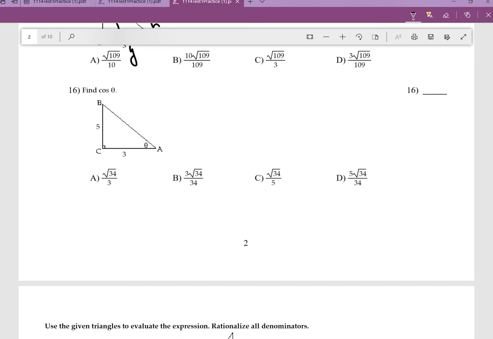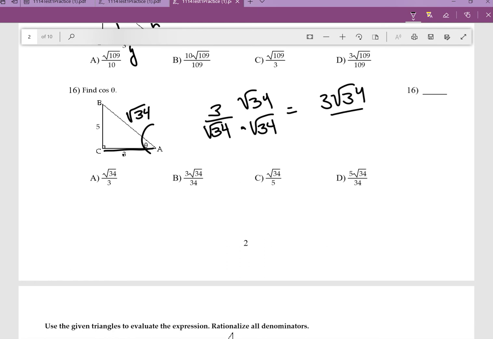Okay, for this next one, it's cosecant theta, so that's simple. We need to find this, which is the square root of 34. And since it's the adjacent side over the hypotenuse, we end up with 3 over square root of 34, but we need to rationalize that. So you multiply top and bottom by square root of 34, you end up with 3 square root 34 over 34. Which is answer choice B.